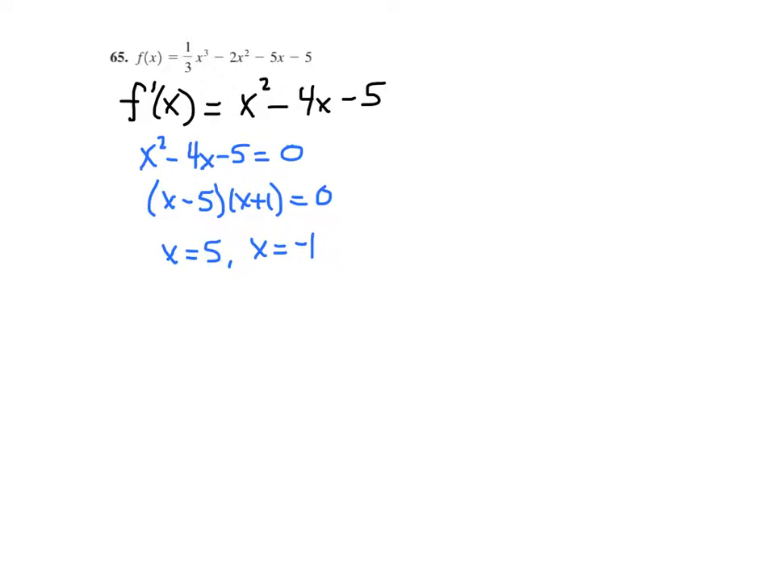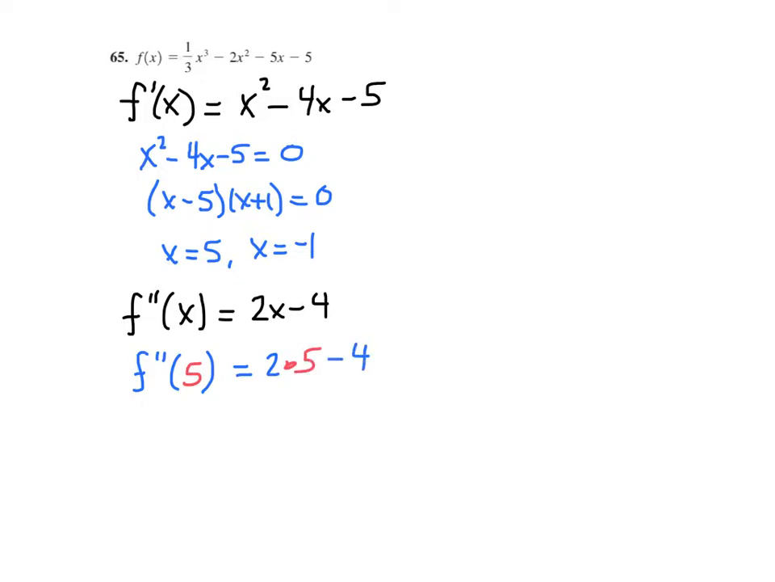So again, we're going to use the second derivative test to see what's happening at each of these critical points. First, we find the second derivative. In this case, it's going to be 2x minus 4. And then what I'll do is I'll plug each of my critical points into this second derivative. First, I'll plug 5 in. And when you plug in 5, you get 2 times 5 minus 4, that's 10 minus 4, which is 6. Since the second derivative is positive, I'm just going to make a note. This is going to end up being a relative minimum.